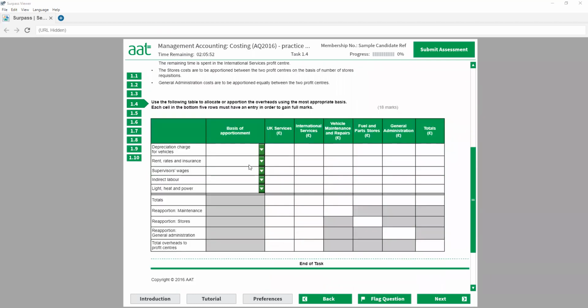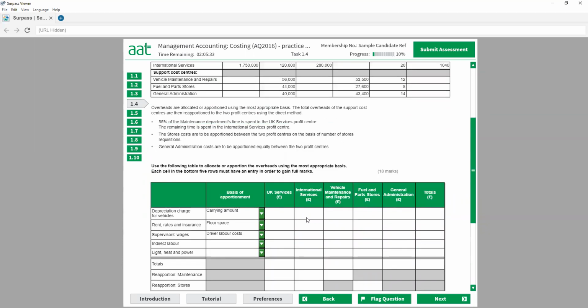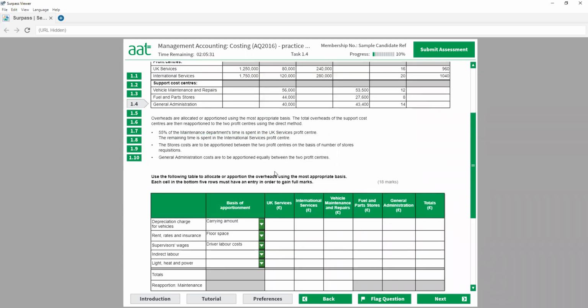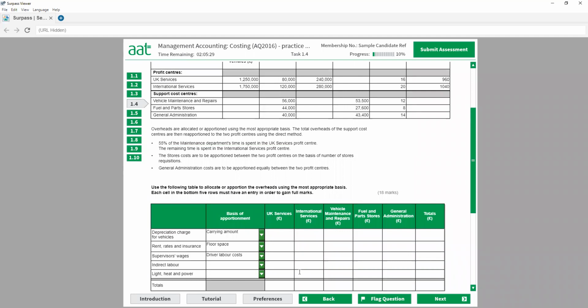So first, we have to find the basis of apportionment. Now for depreciation, we always use the carrying value. Rent and rates, always the floor space. Supervisor wages, the question said to use the direct labor hours. Indirect labor, this one we can see is already allocated. So the indirect labor we have here.